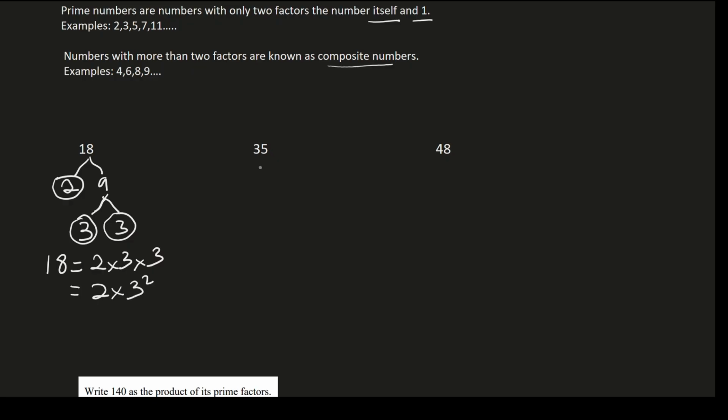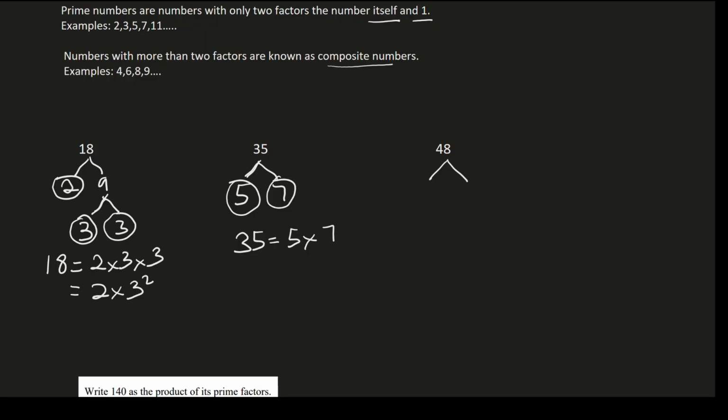The next number to look at is 35, which is 5 times 7. 5 is a prime number, 7 is a prime number. This gives me 5 times 7.